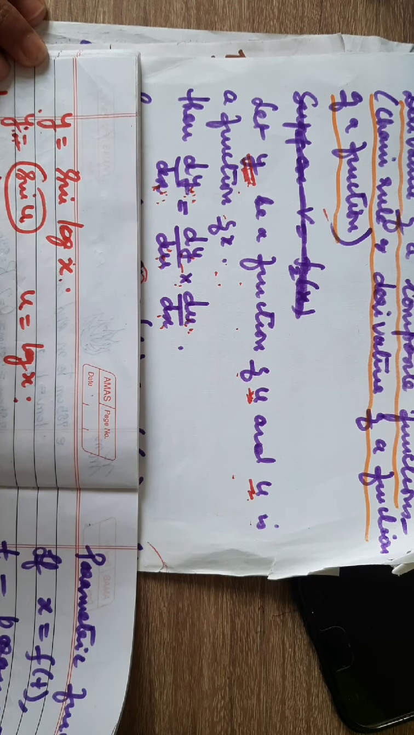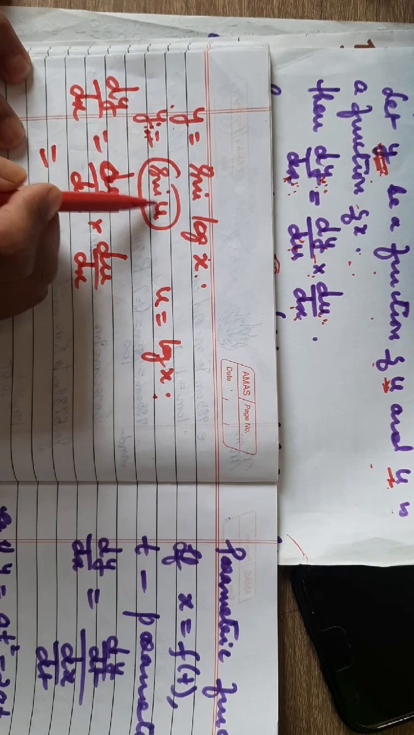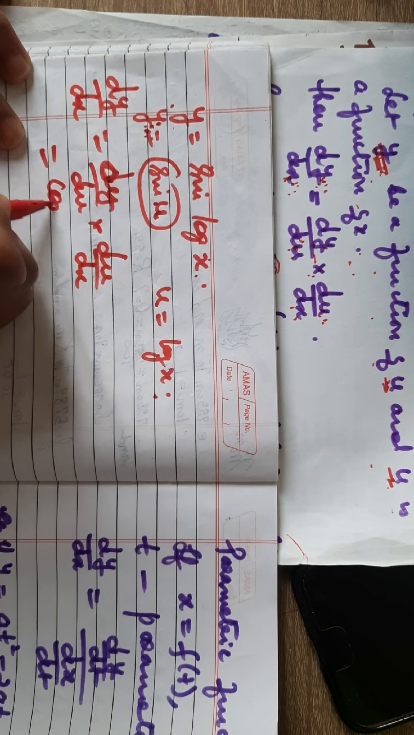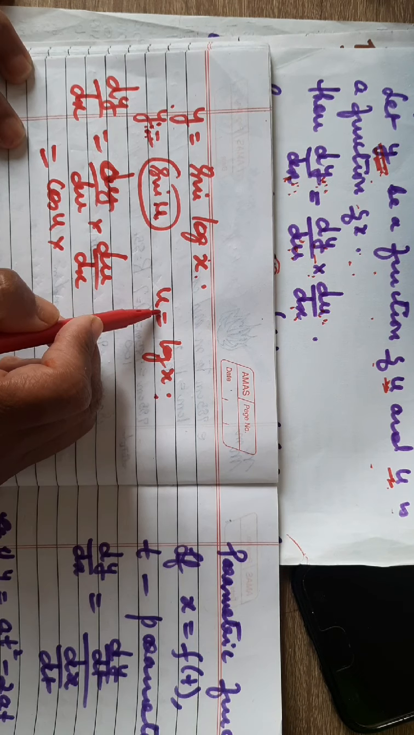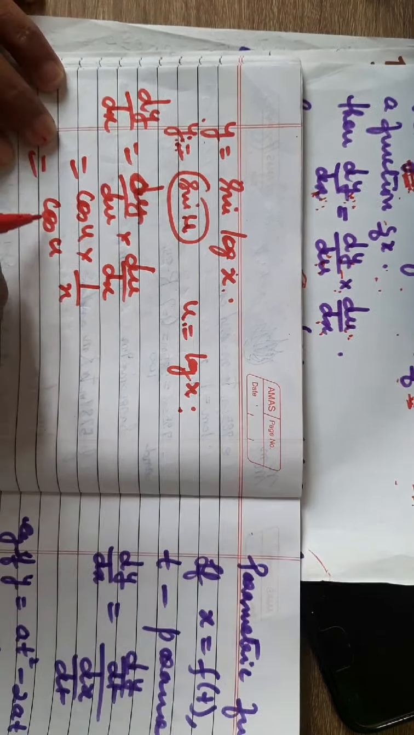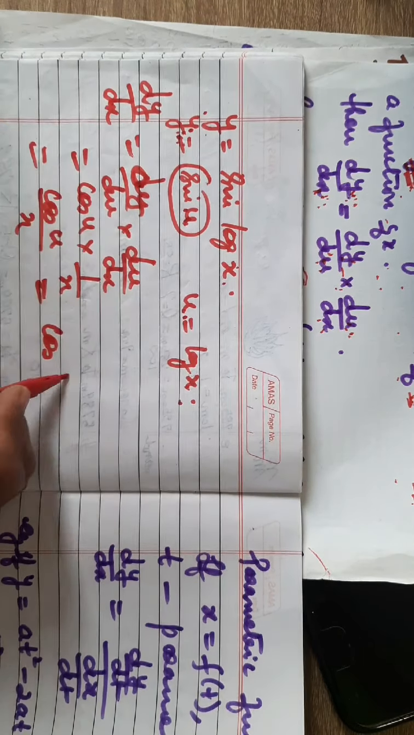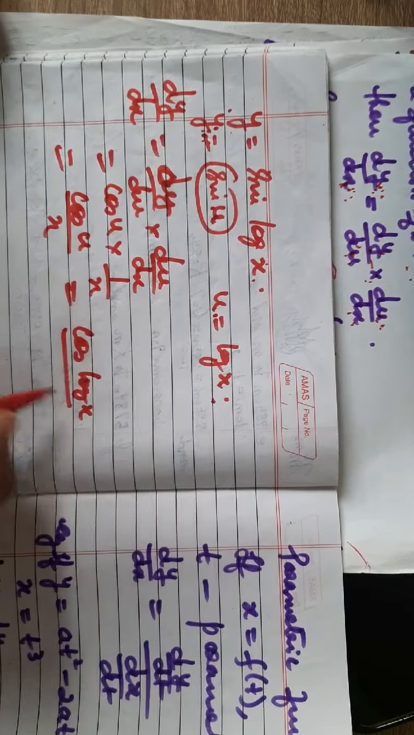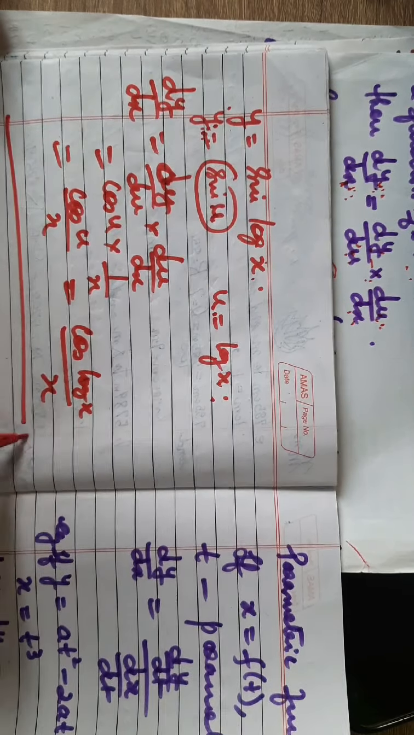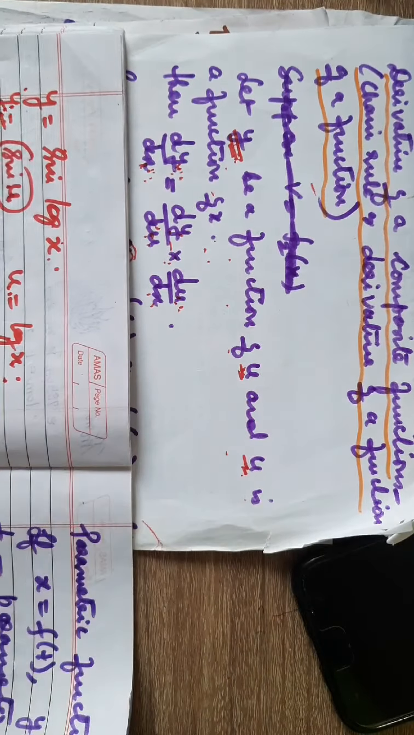It will be dy/du into du/dx, and this is equal to, what is the derivative of y with respect to u? It will be cos u into, what is the differentiation of u with respect to x? It will be 1/x. So it will be cos u by x, and this is equal to cos of, what is u? It is log x, divided by x. So this is an application of the derivative of a composite function.